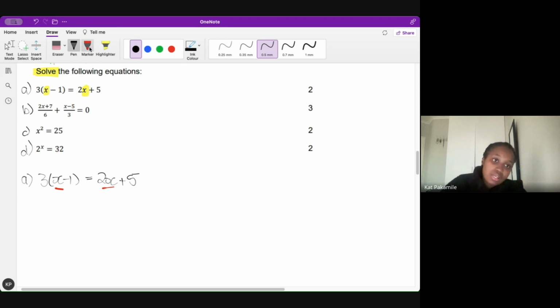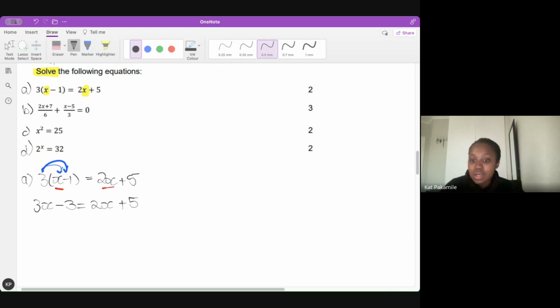We have brackets. Those brackets are a problem. Okay, so I'm going to take this 3 and distribute it into the brackets. Then I'm going to have 3 times x, which is 3x, and 3 times negative 1 is negative 3. And this is still equal to 2x plus 5. Great, I've solved my bracket problem.